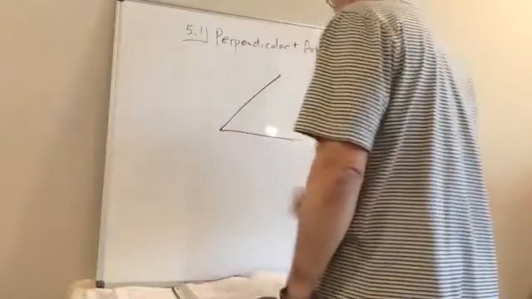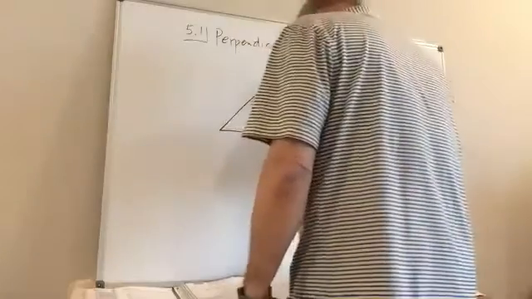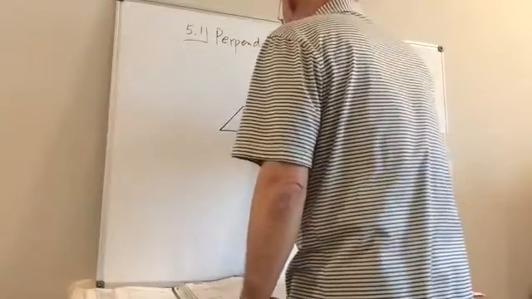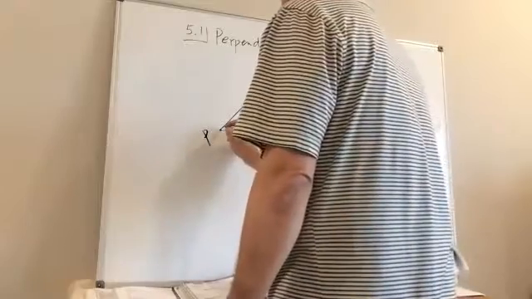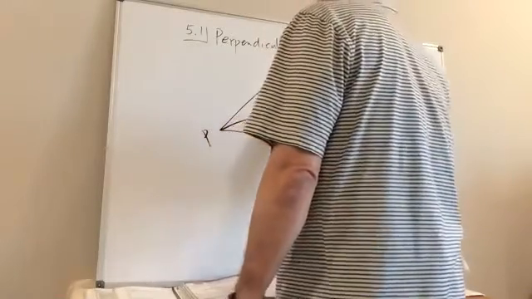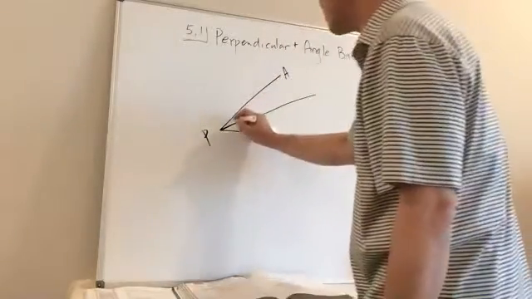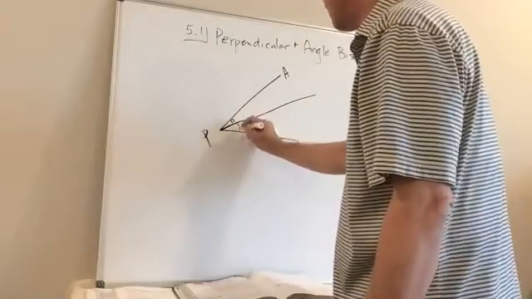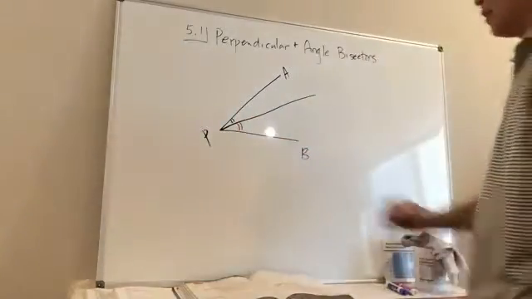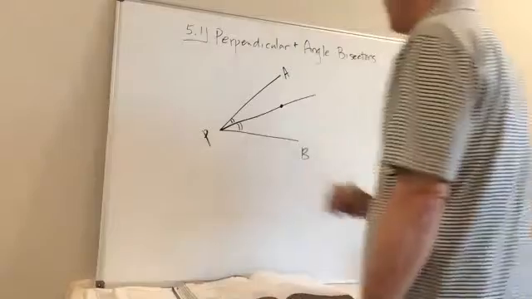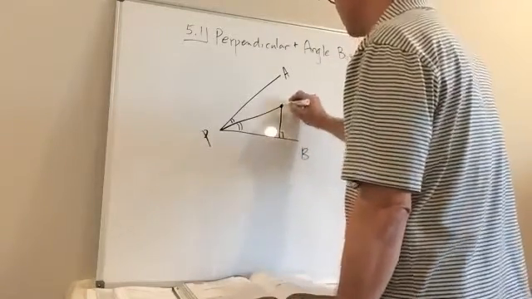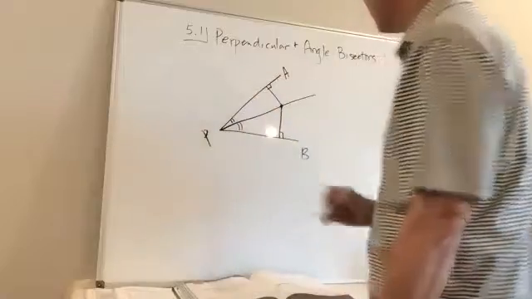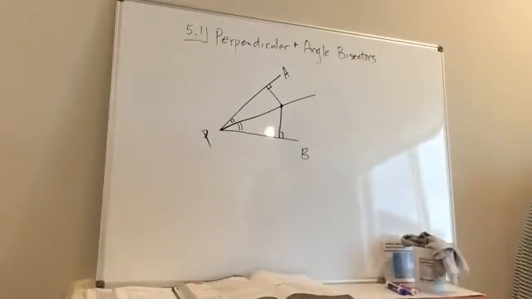If I have an angle like this, and this is angle APB, and if I bisect the angle, if I go ahead and cut this angle in half such that this angle and this angle are the same, if I take a point here, any point here, the distance from here to here and the distance from here to here are going to be the same.